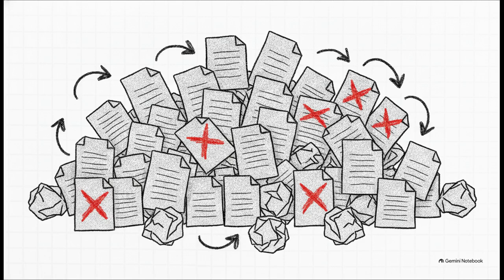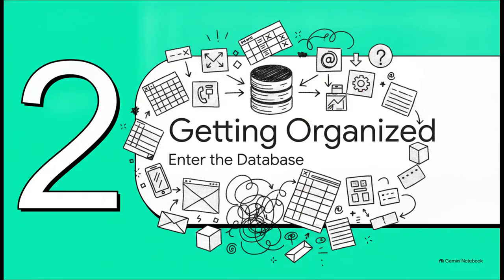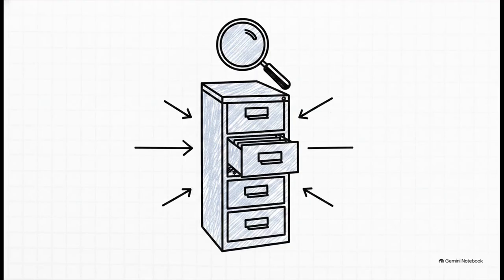Files just struggle hard when a business scales. Manual updates cause errors, multiple versions create chaos, and applications basically can't work with them all at once. So when those endless spreadsheet versions start causing real operational headaches, we hit stage 2, getting organized. Enter the database. At this point, the business desperately needs a robust system that its applications can interact with continuously.